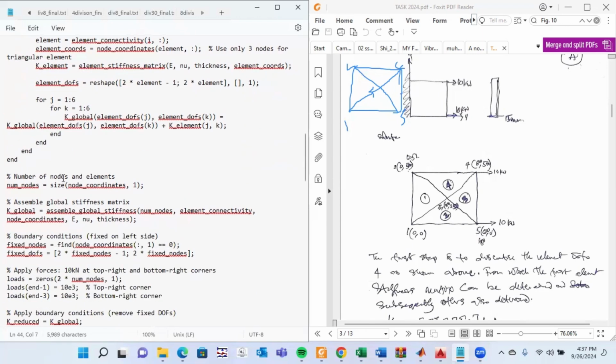So what else? Number of nodes and elements. I think the code is just trying to find a way to calculate the number of nodes, which is number of nodes equals size into node coordinates. I honestly don't know what this is, but you will use the IDE to do it.